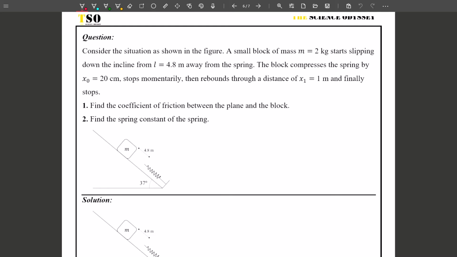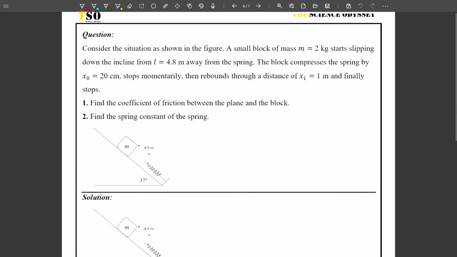This is the final problem. We will be discussing a spring block system, and it has the combination of friction, gravity, as well as spring. So three things are playing simultaneous roles. So look at what the problem is saying. The situation is shown in the figure.